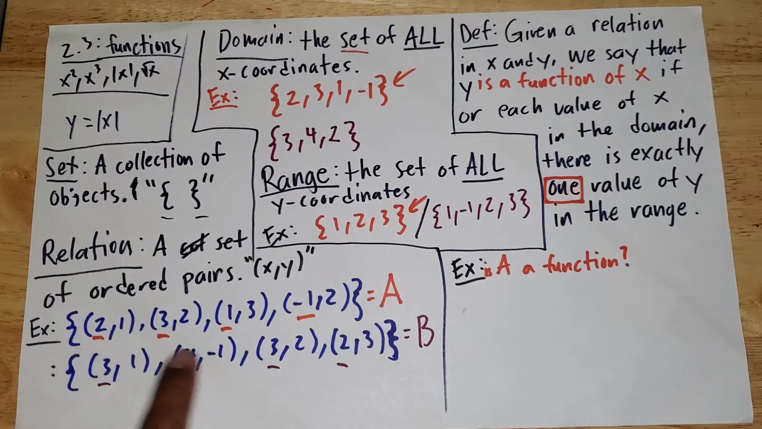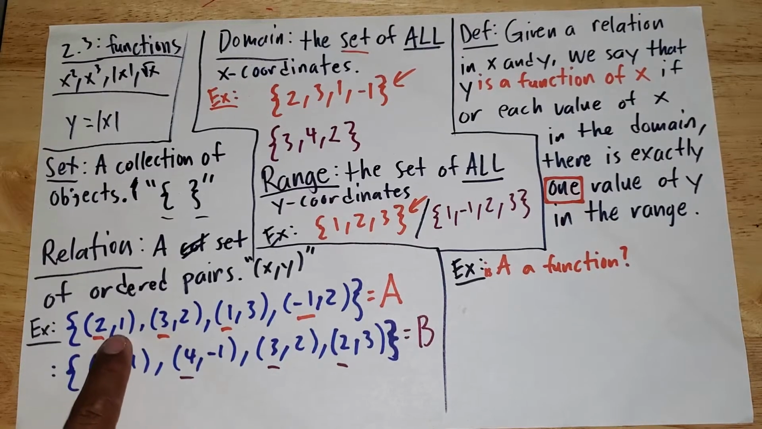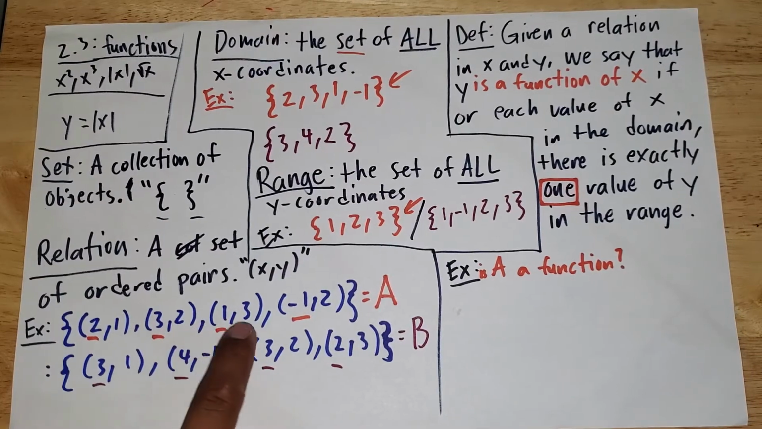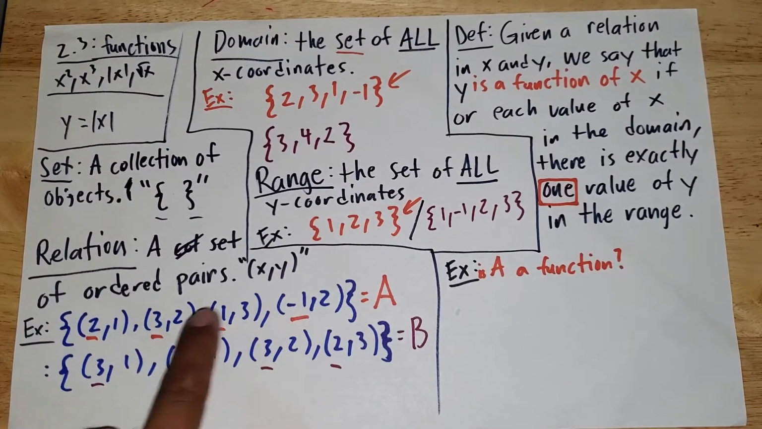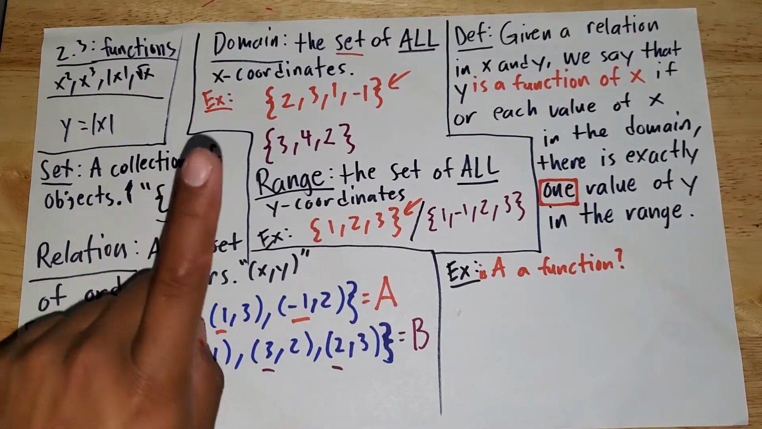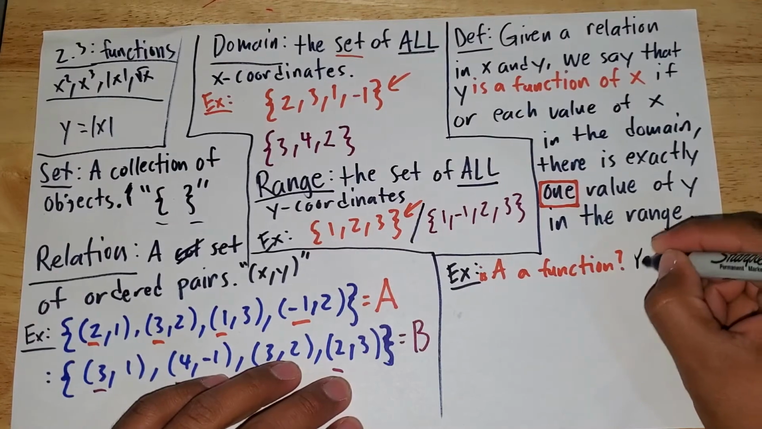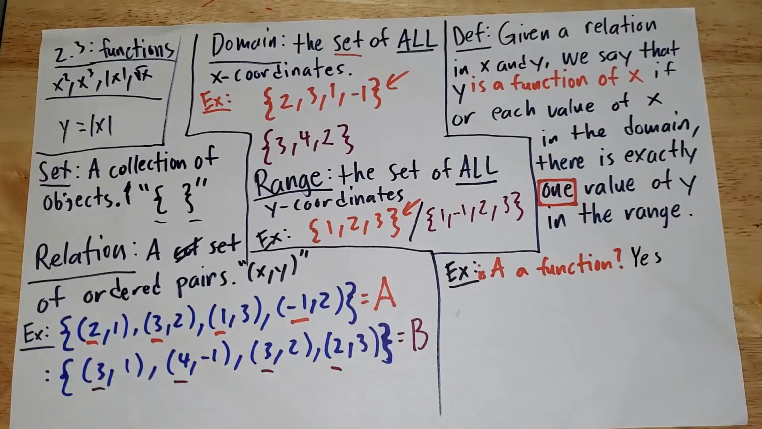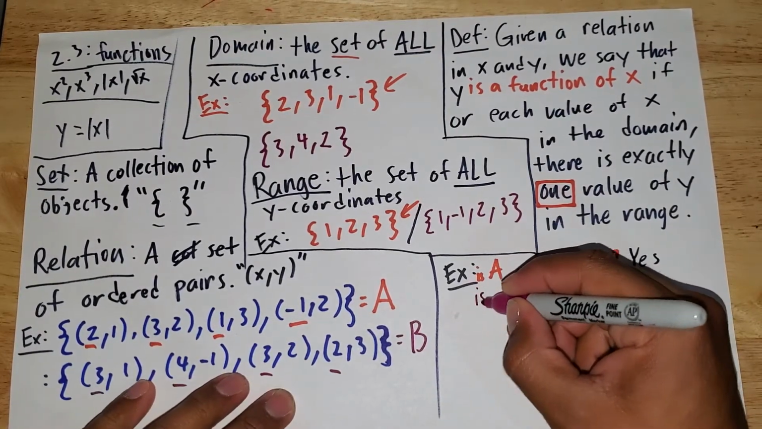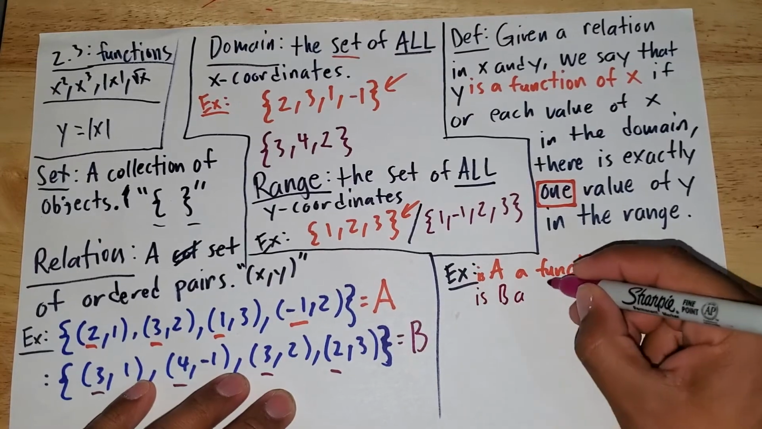So looking at that, this only goes to 1 y, this only goes to 1 y, this only goes to 1 y, this only goes to that same 1 y, meaning that A is a function. Yes. Now let's look at if B is a function.